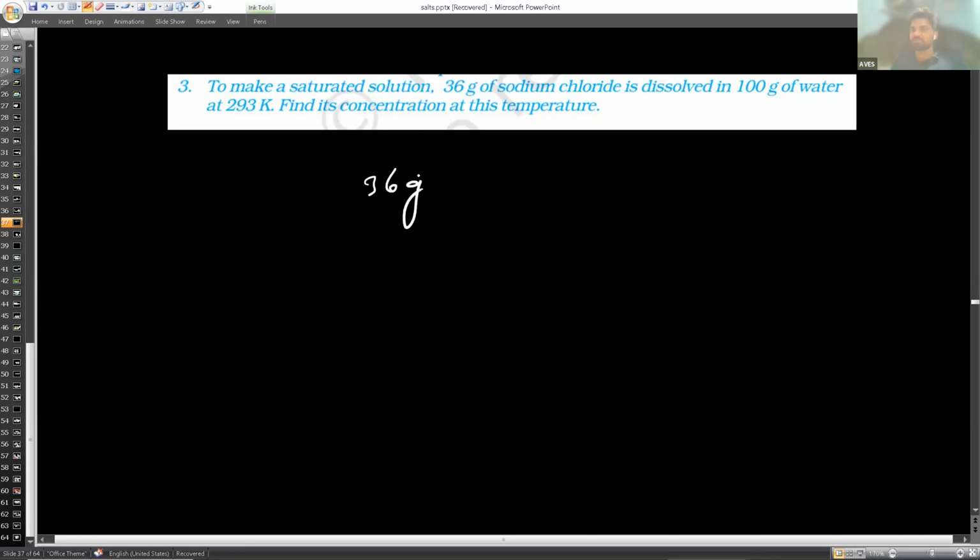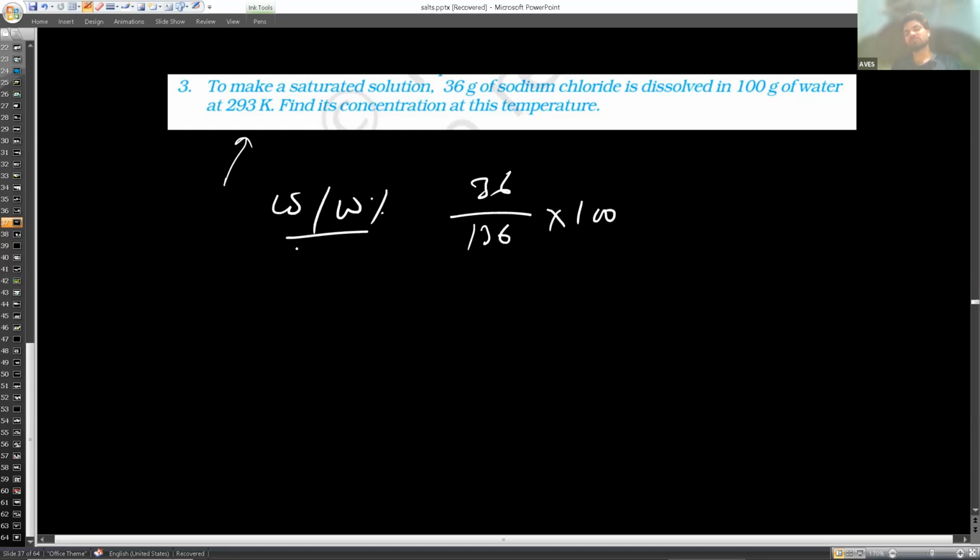You have 36 grams of sodium chloride dissolved in 100 grams of water at 393 Kelvin. Find the concentration at this temperature. This is mass by mass percentage, which is called a concentration term. So you divide this and you get the answer. You do it this way, yes or no?